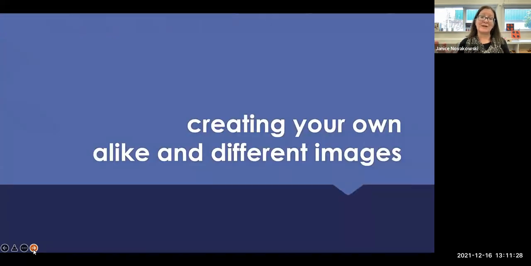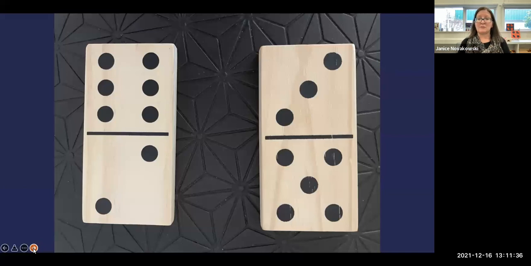And then it's fun to create your own alike and different images. And again, you could use concrete objects on tables for students to look at. You can take pictures of these and then share them through a projector through your laptop. So I used some dominoes that I had, and I intentionally did them in this orientation to nudge that thinking around fractions. So students could think about these across the grades.